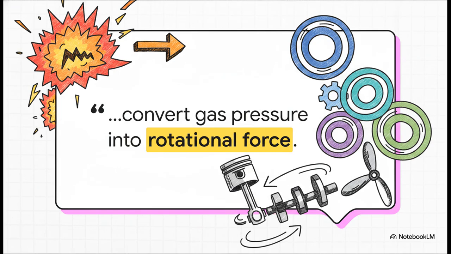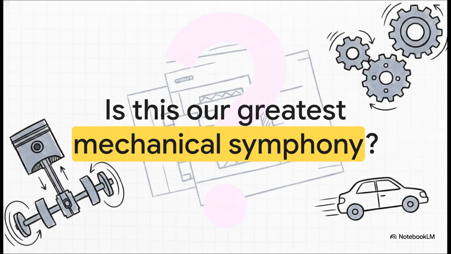The source material perfectly summarizes the ultimate triumph of this blueprint with one simple phrase: to convert gas pressure into rotational force. That is the absolute magic trick of modern transportation. It's a complete mechanical harmony designed to capture aggressive, chaotic, explosive gas pressure and completely tame it. It channels that wild energy right through those 20 components, completely transforming it into smooth, usable rotational force that propels us forward. It kind of makes you appreciate the engineering all around us a bit differently, doesn't it?